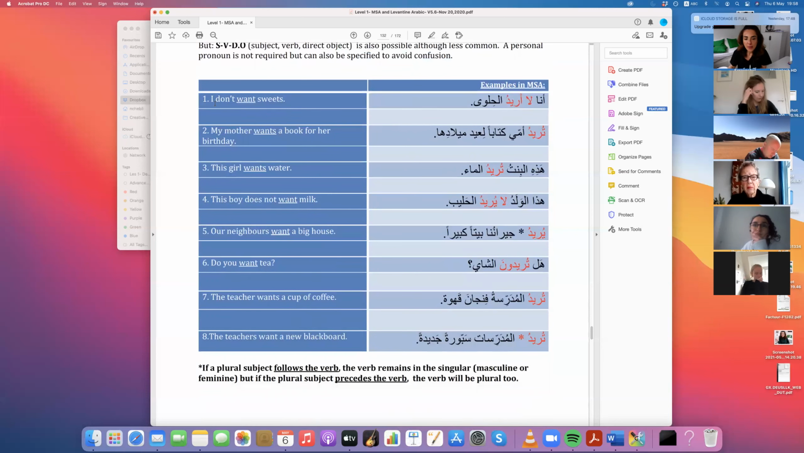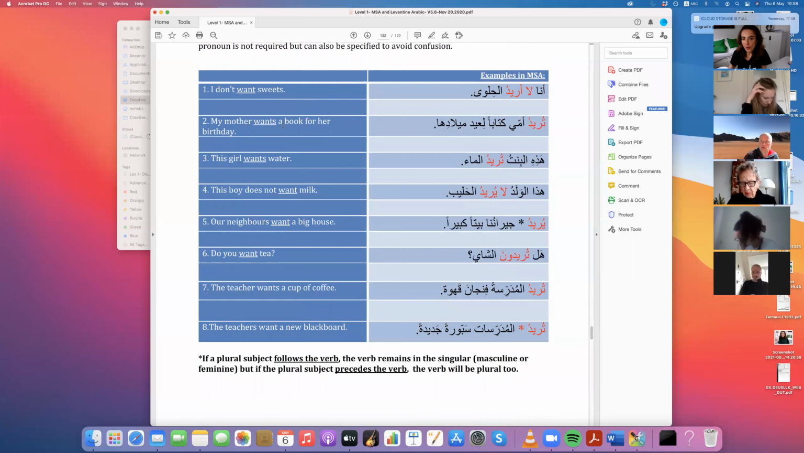Let's take one example, like "I don't want sweets." Let's take this one: "My mother wants a book for her birthday." You see that in English, you start with "my mother" and then "wants." Bilfusha, they would start with the verb turidu, followed by ummi. Turidu ummi kitaban li'id miladha.